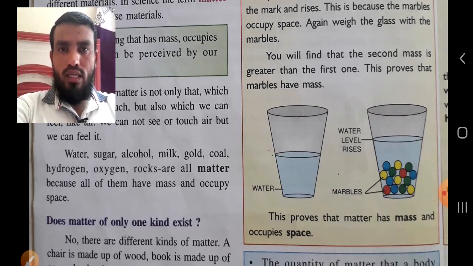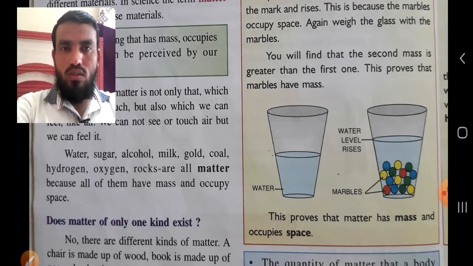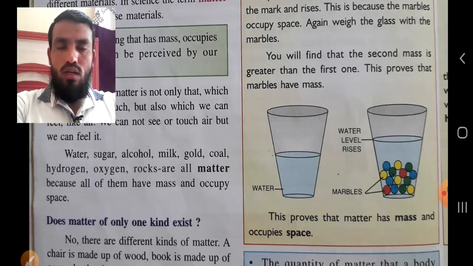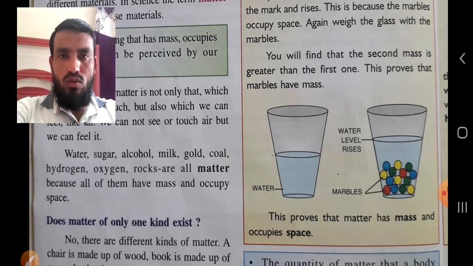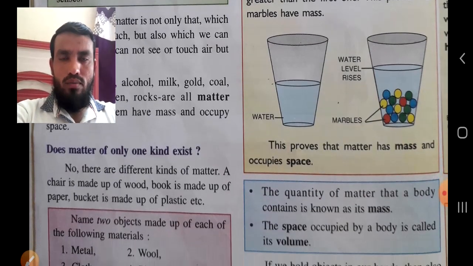Now we can take the example of water, sugar, alcohol, milk, gold, coal, hydrogen, oxygen, rocks. All are matter because all of them have mass and occupy space, right? Water also has mass and occupies space, and so do sugar, alcohol, milk. Whatever things we are talking about, several are solid materials, several are gases, and several are liquids, but all have mass and occupy space. So this is the basic definition for the matter.